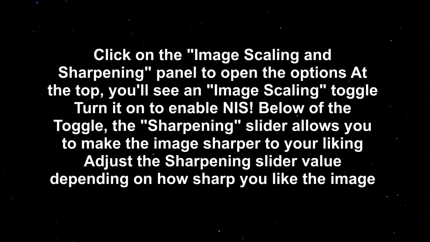At the top, you'll see an image scaling toggle. Turn it on to enable this. Below the toggle, the sharpening slider allows you to make the image sharper to your liking. Adjust the sharpening slider value depending on how sharp you like the image.